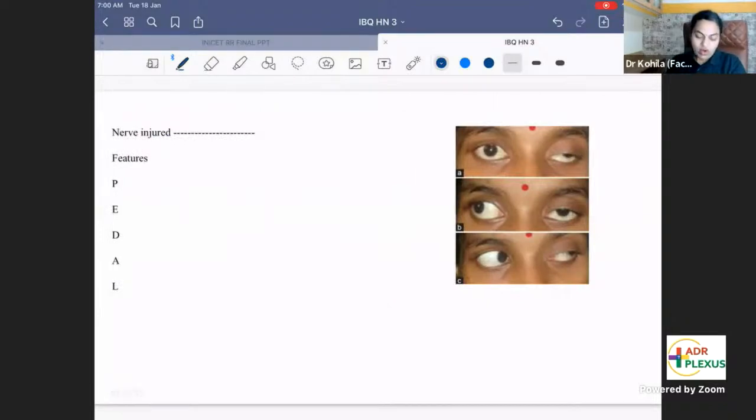Come on, tell me, what is the nerve injured here? So this is the right eye, this is the left eye. What is evident in the left eye? Ptosis, can you appreciate ptosis? The nerve injured is oculomotor nerve.